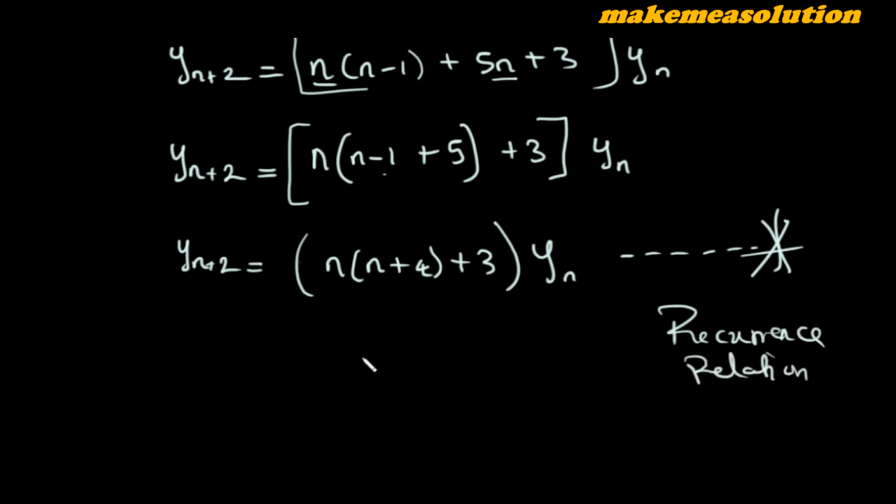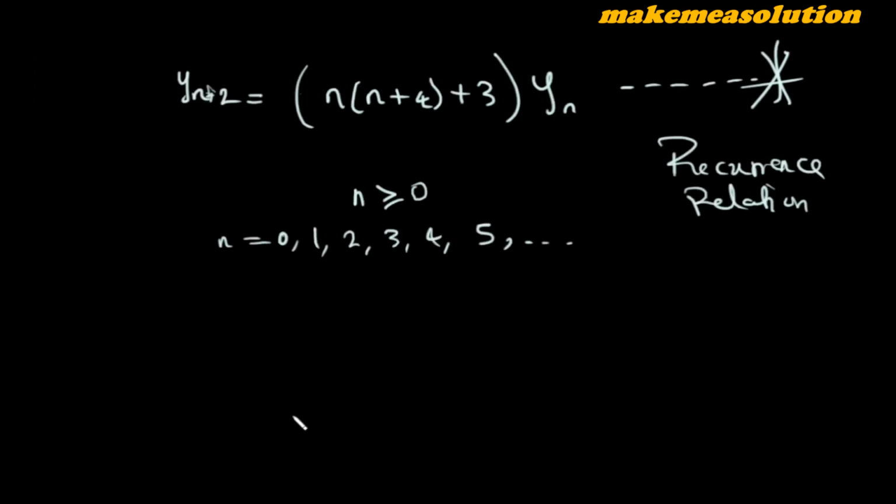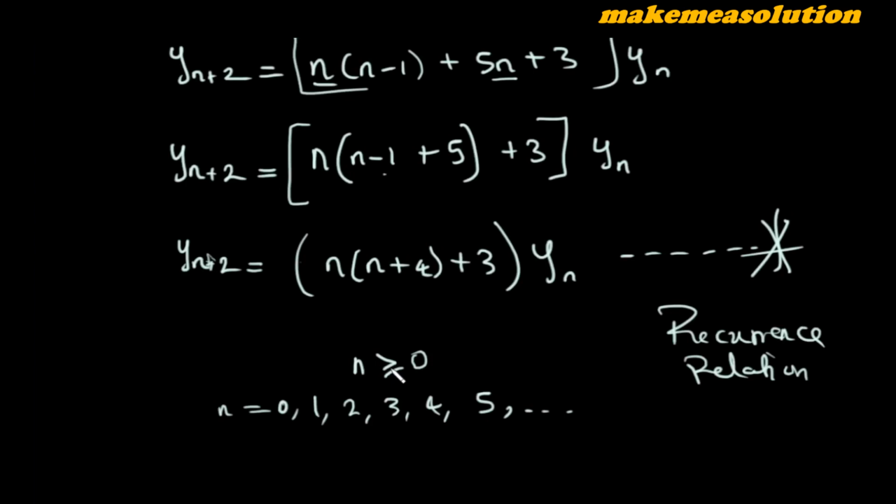So the recurrence relation is true for n greater than or equal to 0. In this case, we can solve for 0, 1, 2, 3, 4, 5. We're going to solve for these 5 points and see if we discover a pattern. So I'm going to copy the recurrence relation, and I'm going to go to another part of the page. So let's do that.